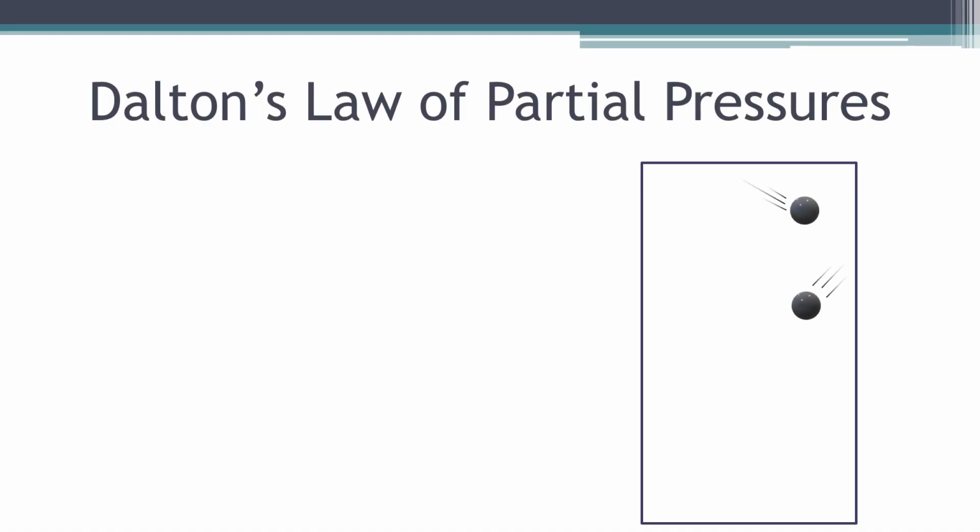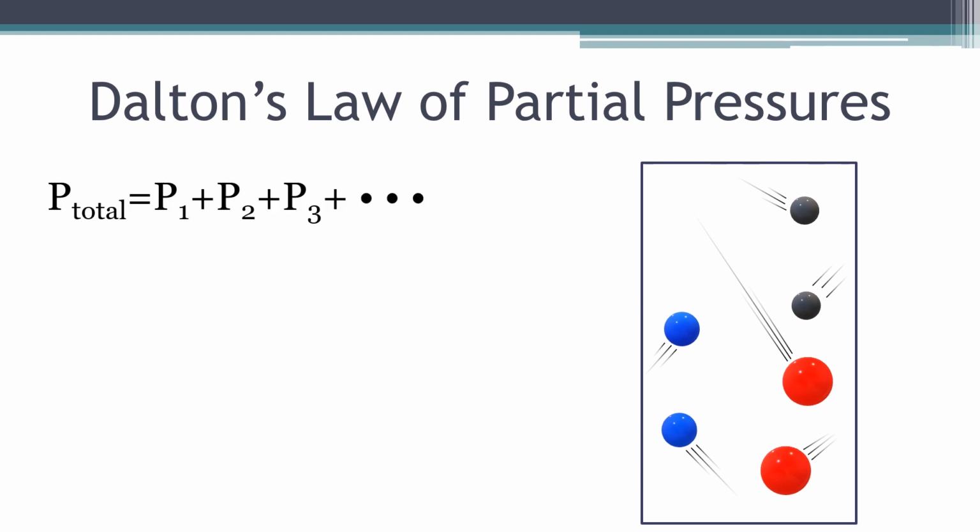Think of a container with a mixture of gases. Dalton's law of partial pressures states that the total pressure is the sum of the individual pressures of each gas. P1, P2, P3, etc. represent the pressures of each gas in the mixture. These are called partial pressures.